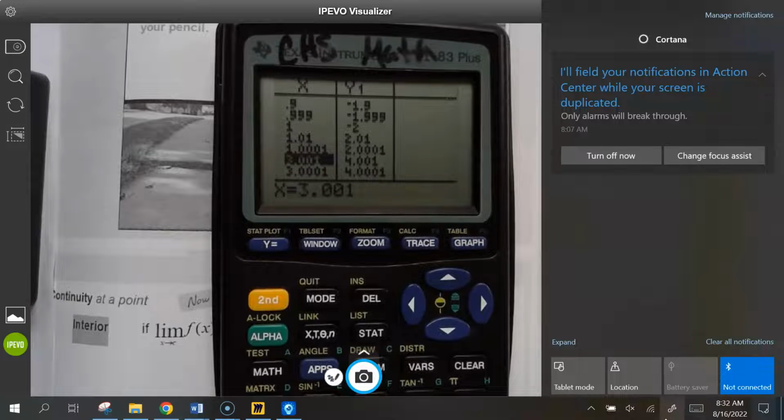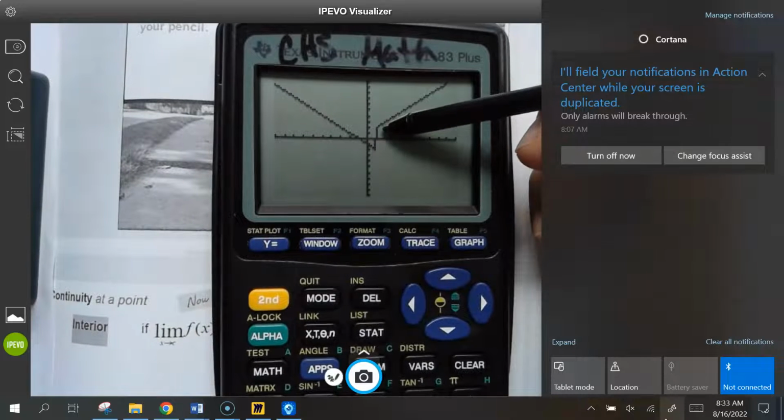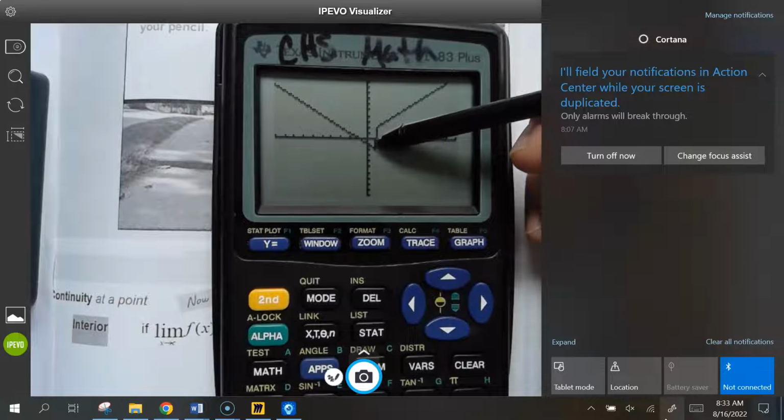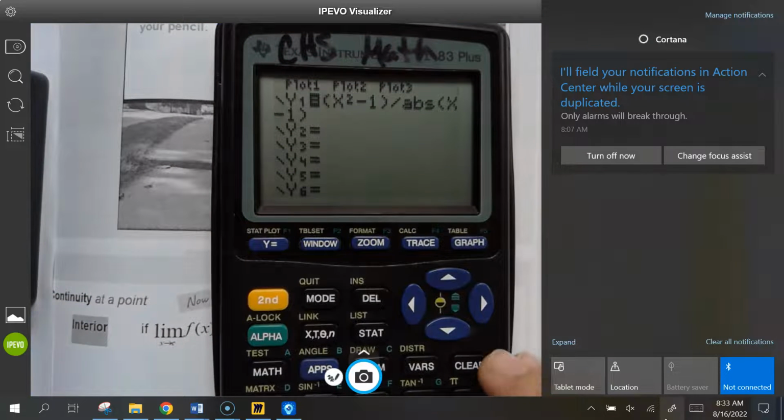So what do I know about that limit? It doesn't exist. Because from one side it's approaching -2, from the other side it's approaching +2. So that limit does not exist. Does that make sense why? Right. The left-hand limit and the right-hand limit are different.